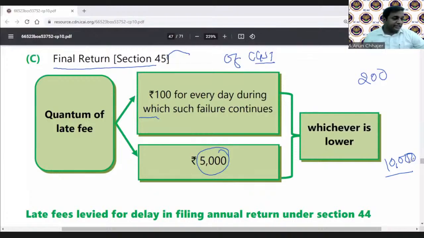Need to wait, Namrata, need to wait for the cancellation of the order. Once the order is passed, then only GSTR-10 would be levied, applicable.